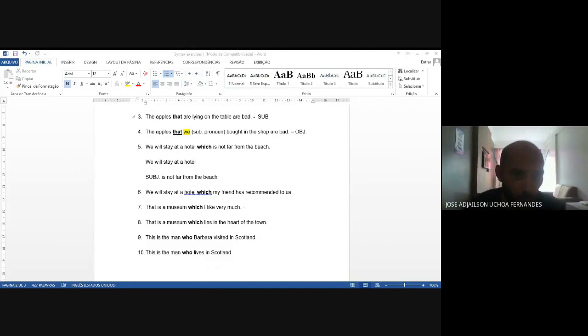So, going back to number 4. Is it clear, Raissa, why it's object? Although the structure is pretty similar to number 3, in number 3 it's subject, and in number 4 it's object, because there is a pronoun we that's performing the action bought. Okay, so the apples that we bought in the shop are bad. So the apples are bad. Which apples? Those that we bought in the shop. We bought. We did the action. The apples are the object. Okay, and that's why. Number 5, you think it's a subject pronoun. Is it?